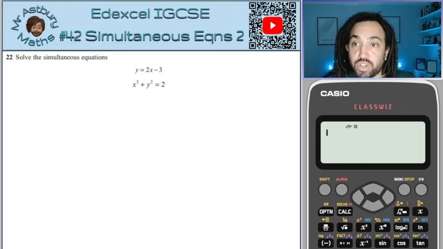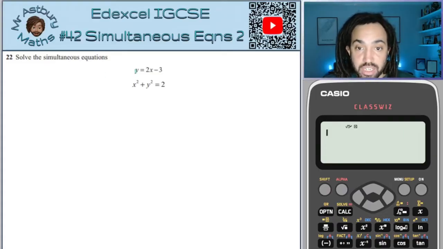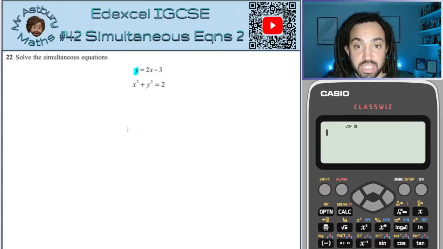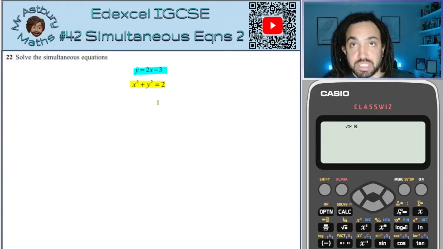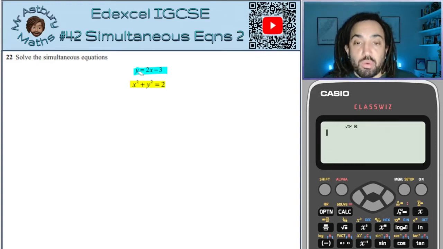Okay, the trick for this particular topic is you have one linear equation, which means there are no squared terms, and one quadratic equation, which means there are squared terms. Now, for the linear one, the blue one, we need to make one of the variables the subject. So we want it to be either x equals or y equals. In this case, it's done for us.